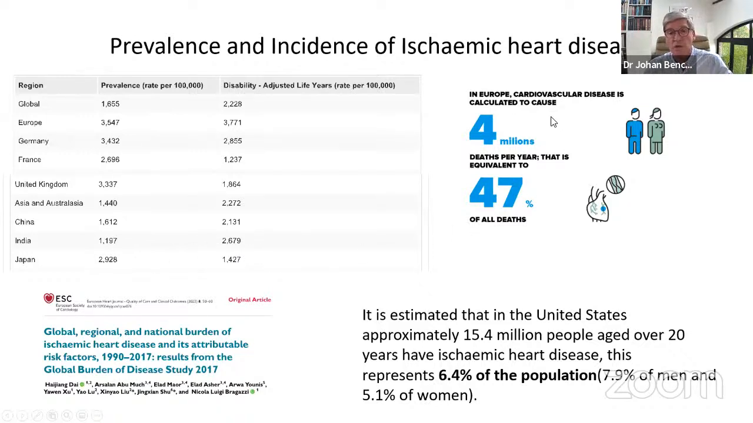Just to see what's going on in Europe, which is basically the capital of deaths from cardiac disease. You can see 4 million people die per year. That makes up 47% of all deaths from ischemic heart disease. You can see here in the United States, 15.4 million people over age 20 have ischemic heart disease, which is 6.4% of the population, with a predominance in men.